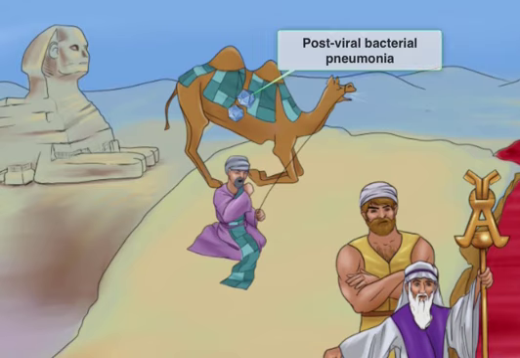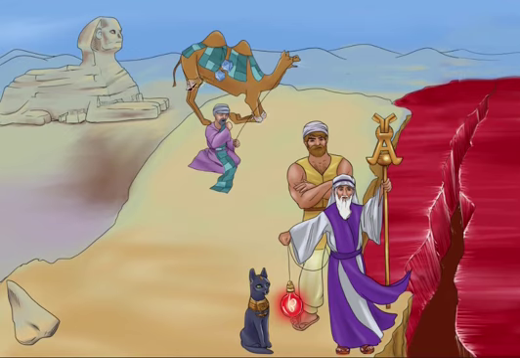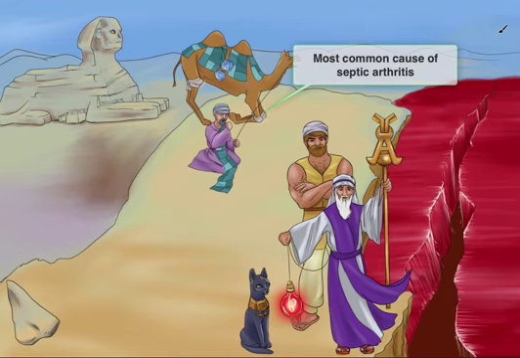Next, let's talk about why we have them kneeling. Well, it's because we wanted to draw attention to their knees, so we'll even add bandages to the camel's knees. And this should tell you that they have joint problems. And in this case, it's from septic arthritis. Staph aureus is the most common cause of septic arthritis in adults.